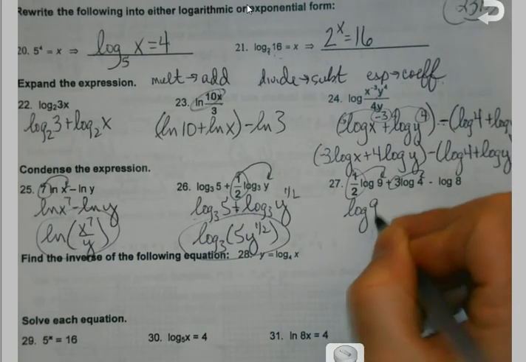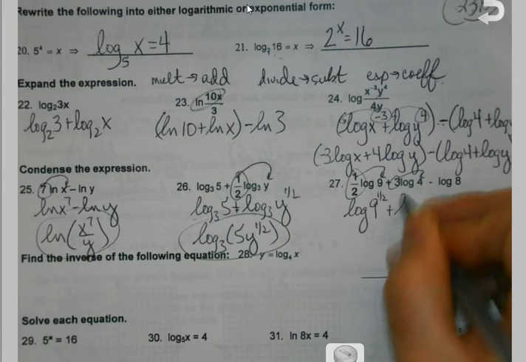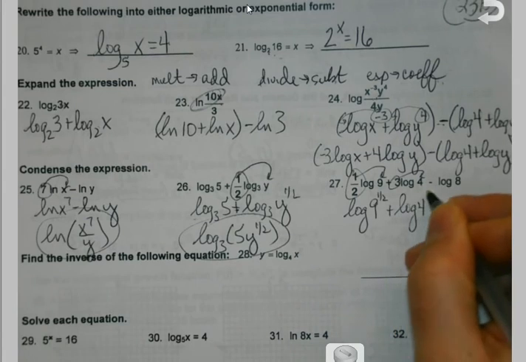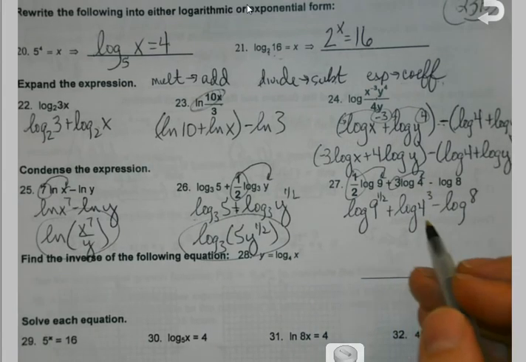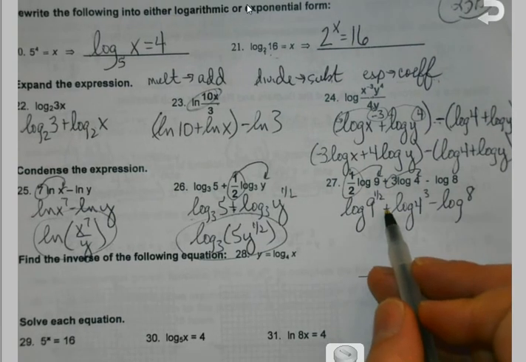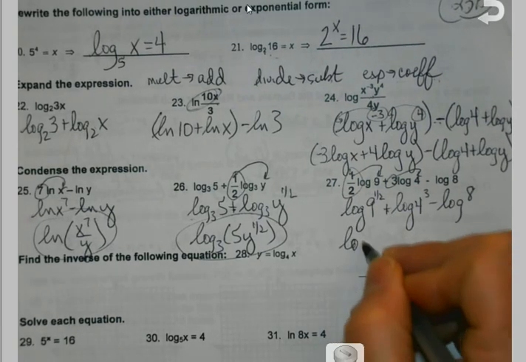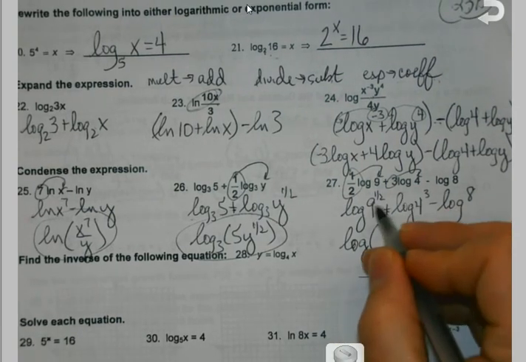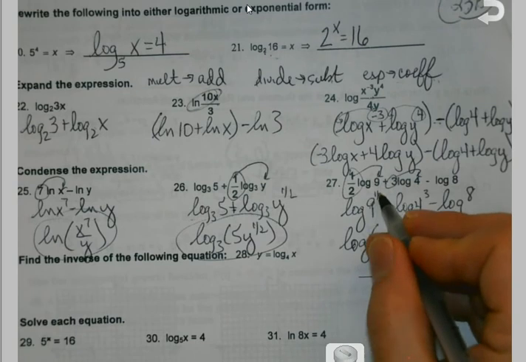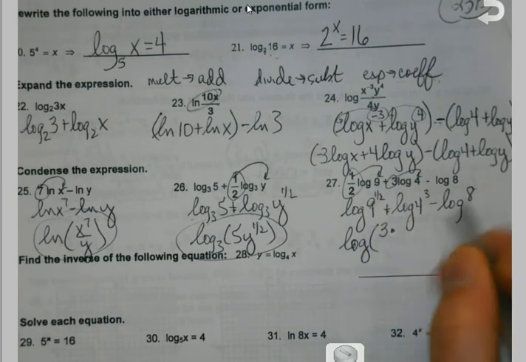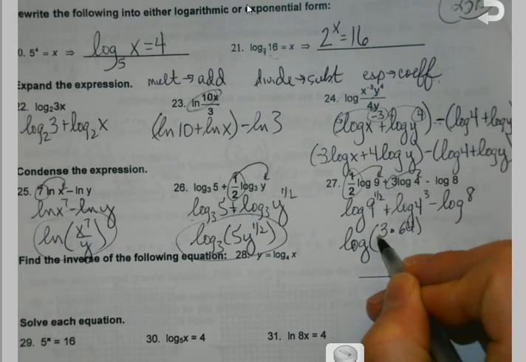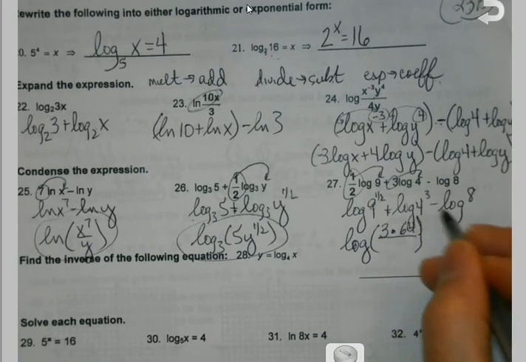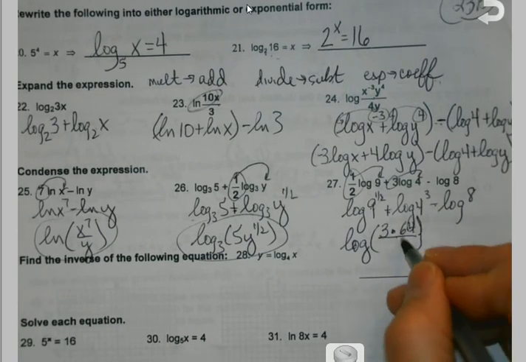So we get the log of 9 to the 1/2 plus the log of 4 to the third minus the log of 8. So I look in pieces again. Add's going to become multiply. So I've got the log. 9 to the 1/2 is the square root of 9, which is 3. 4 to the third is 64. And then minus becomes divide, 8.